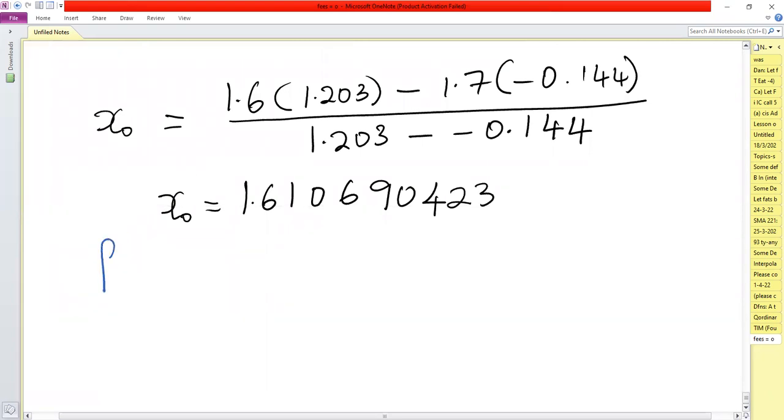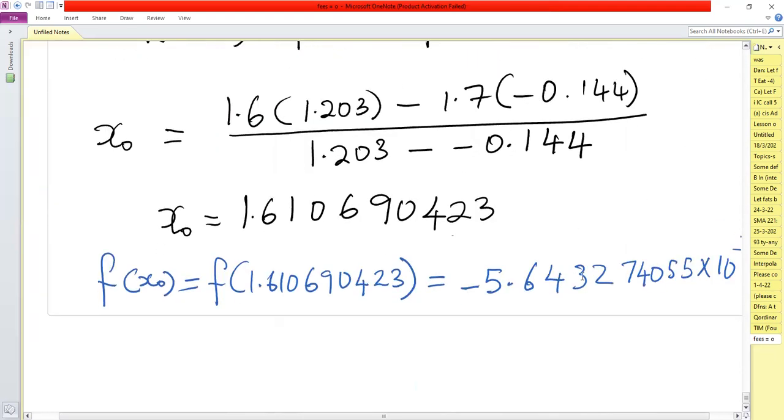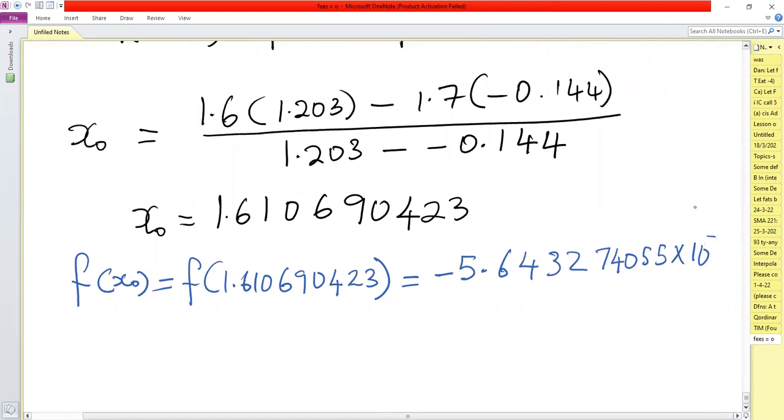Now, once you have x naught, get f of x naught, which will be given by the value of the function at 1.610690423. When you work this out, you get negative 5.643274055 times 10 raised to negative 3. So we are sure that this is negative.